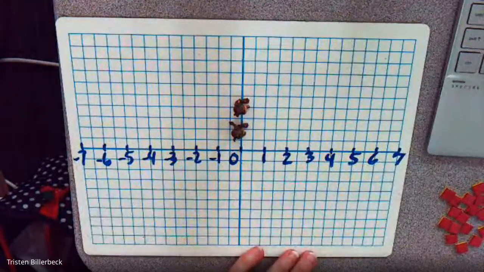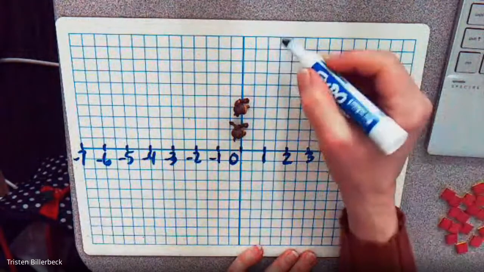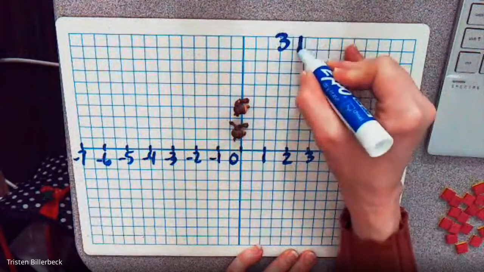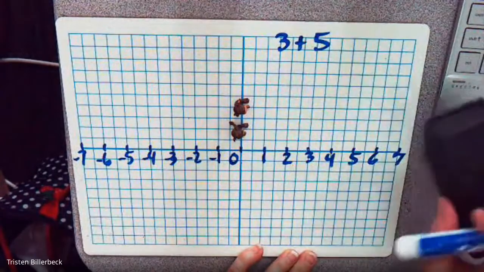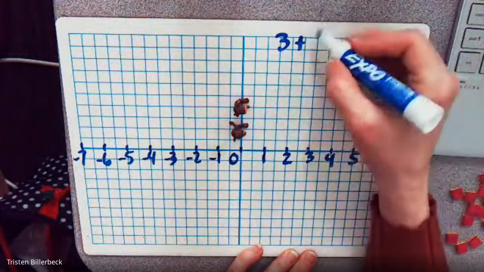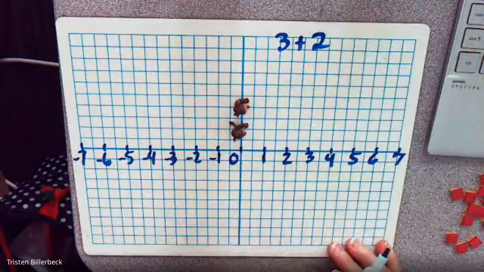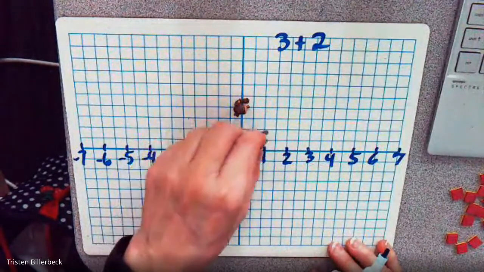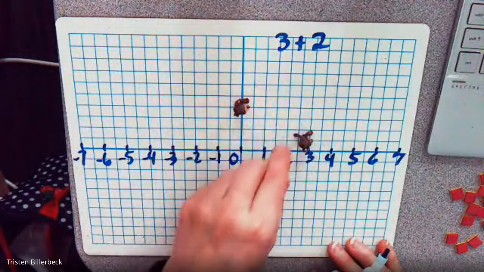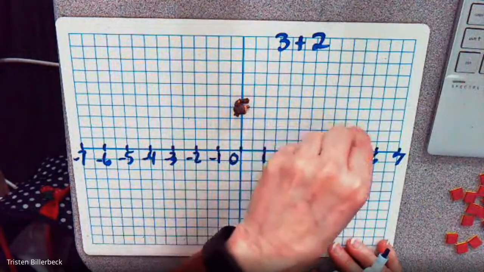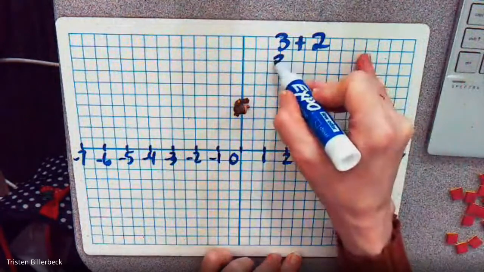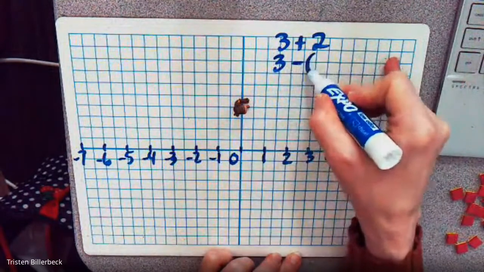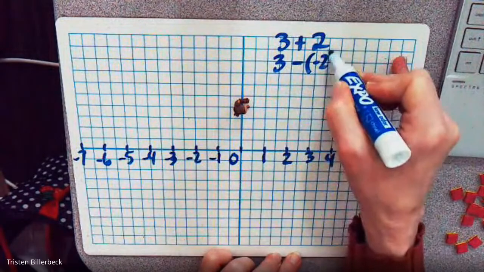All right, so first we're going to represent 3 plus 5. Or let's make a smaller number than 5. 3 plus 2. All right, so first we have 3. So 1, 2, 3 plus 2. 1, 2. So the monkey's at 5. Now let's look at 3 minus negative 2.